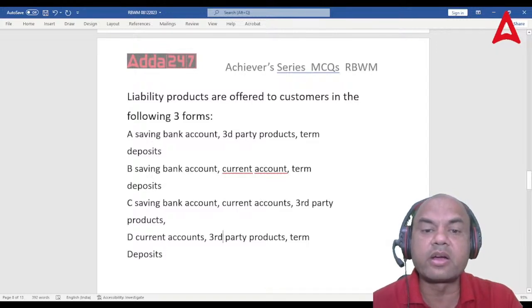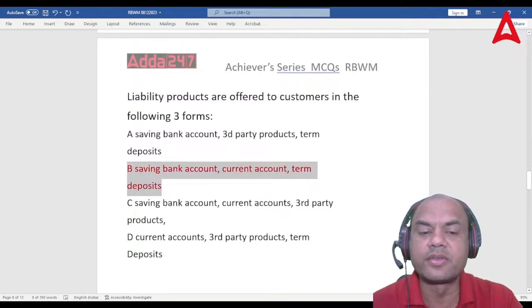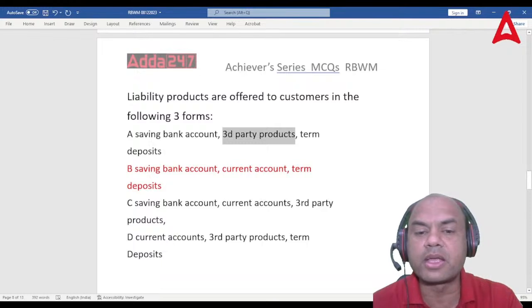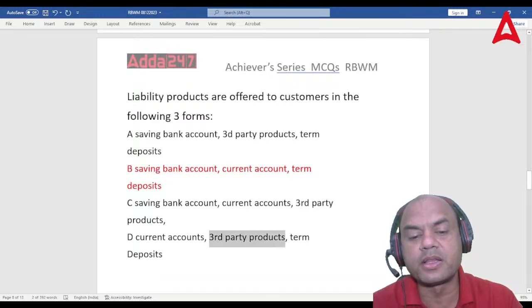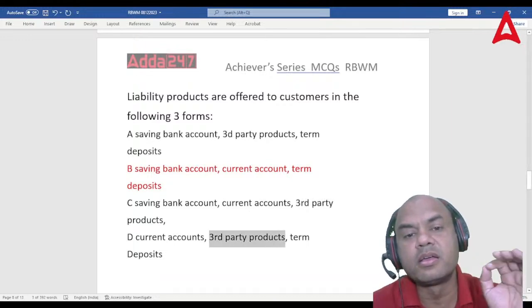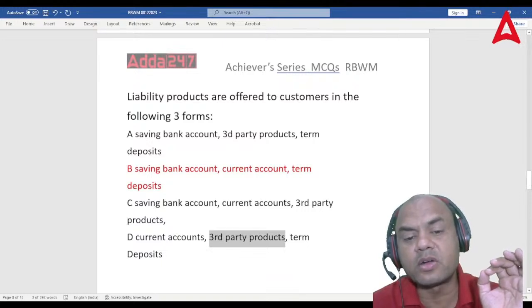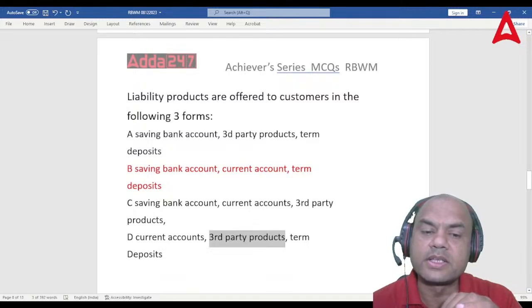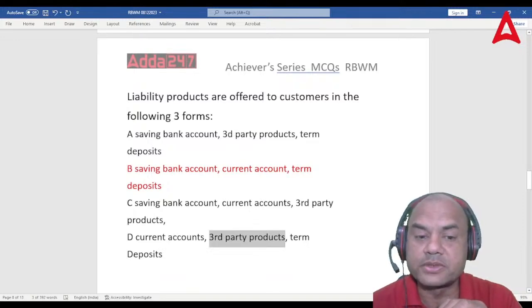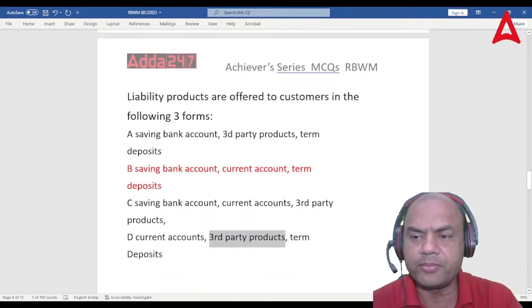Correct. We are here talking of only banking products. So saving, current and FD. This is the only answer. Third party product is not a banking product, so this doesn't come under liability. Here also third party, here also third party. These products are not under liability product. These are not core banking products. Core banking products are only three: saving, current, FD in deposits, and in loans, any type of loan which we give. Okay.